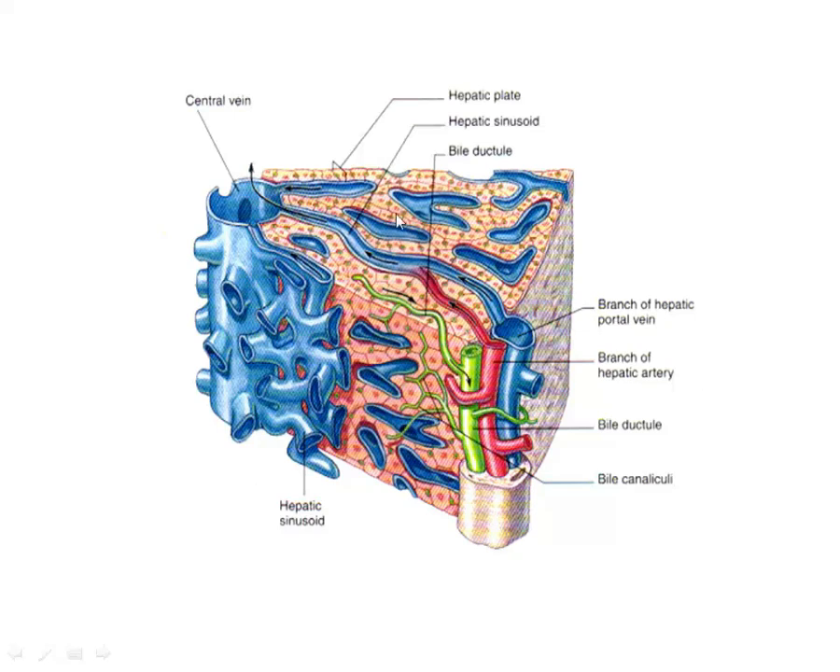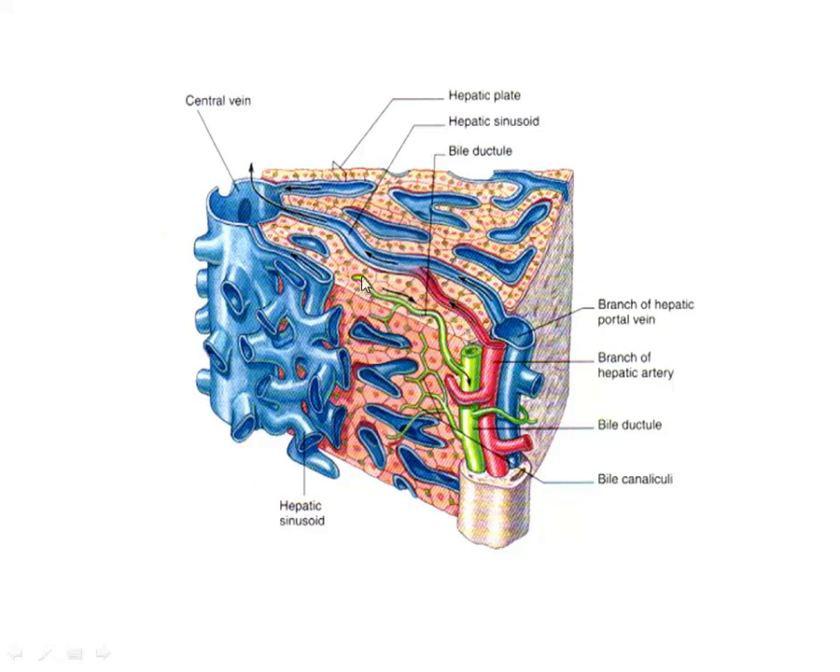So here is a cross section of a hepatic lobule. Here is a central vein, and this is the liver parenchyma. In that liver parenchyma, there are gaps between the hepatocytes forming the hepatic sinusoids. These are the sites or areas of hepatocytes called hepatic plates. Then these gaps are filled with the blood coming from the hepatic artery and hepatic portal vein.